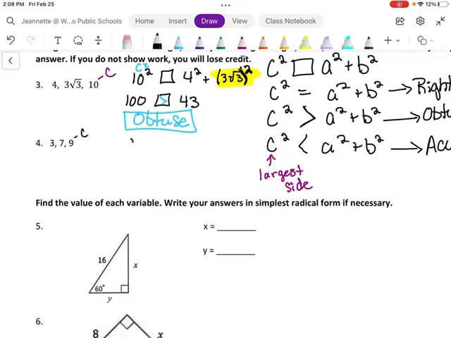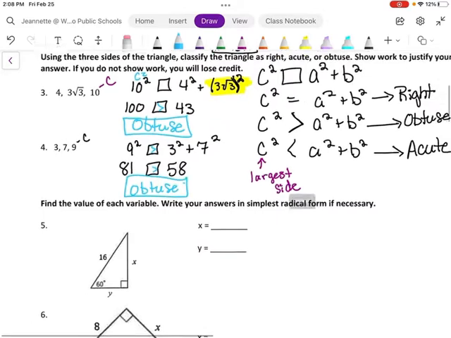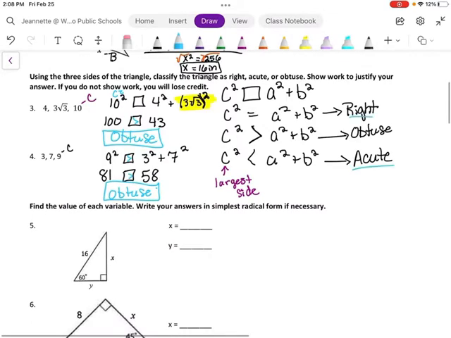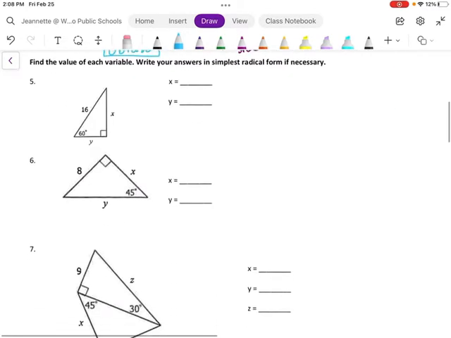Our next example, c is going to be 9. So I'm going to start with 9 squared, box, 3 squared plus 7 squared. We're going to evaluate that, and we have 81. And we would get 9 plus 49, which would be 58. So in this example, again, we do have an obtuse triangle because c squared is bigger. But if c squared was smaller, it would have been acute. And if they're equal, it's right. So make sure you have those notes so you can review them before the test on Monday.